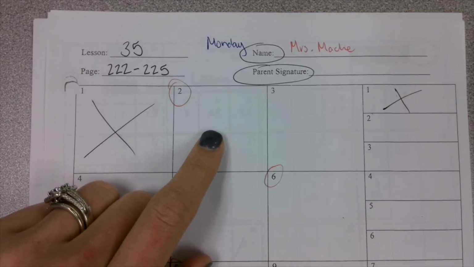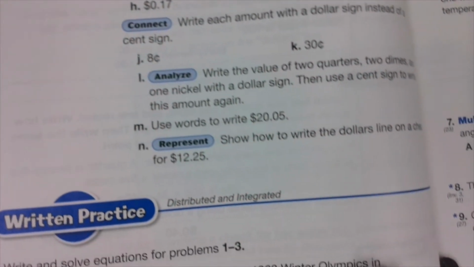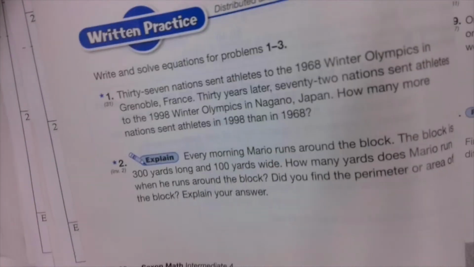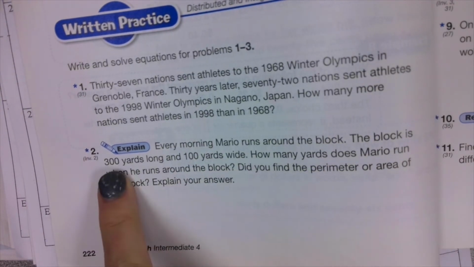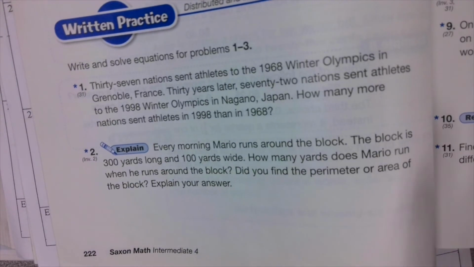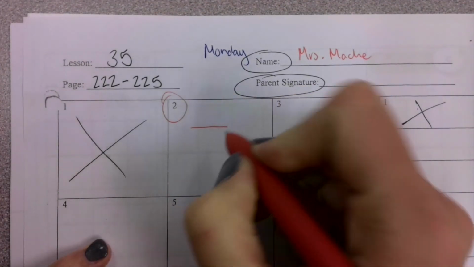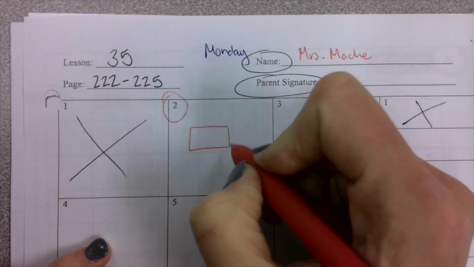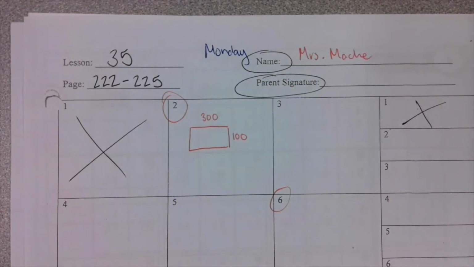For number 2 then, it says every morning Mario runs around the block. The block is 300 yards long and 100 yards wide. How many yards does Mario run when he runs around the block? Start by drawing a picture. So we got 300 yards long, 100 yards wide.